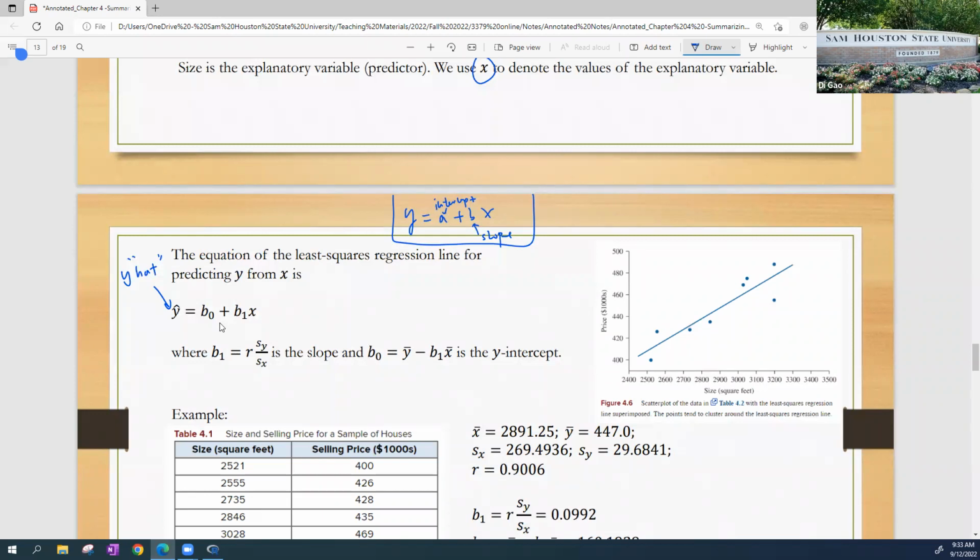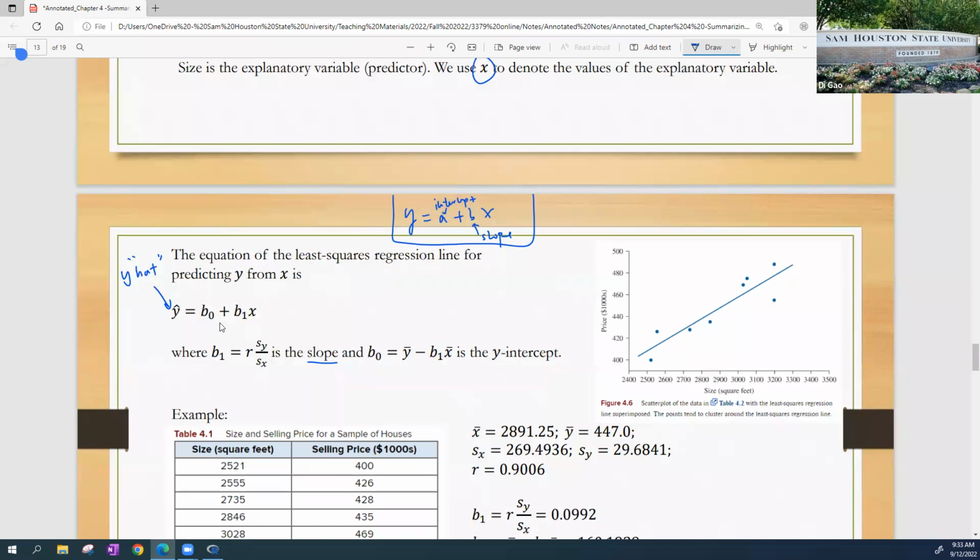And then we have a way to calculate b1 and b naught, which we call the estimated coefficients. Where b1 equals r times sy over sx. So r is the correlation coefficient, sy is the sample standard deviation of y, and sx is the sample standard deviation of x. So b1 is the slope, and b0 is the y-intercept. b0 is y bar minus b1 x bar, so the mean of y minus b1, which we calculated already, times x bar.